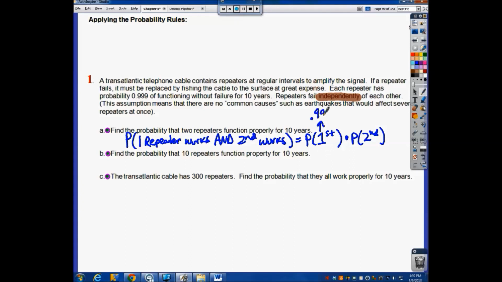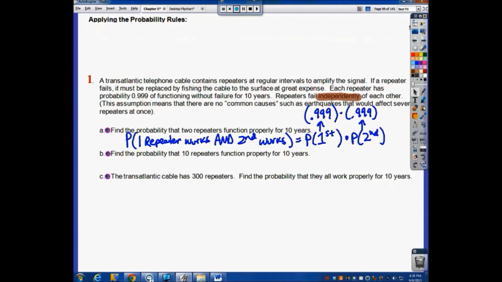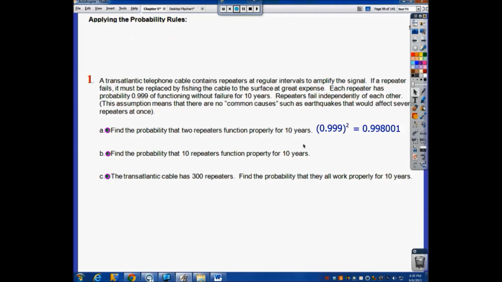Well, 0.999. What's the probability that the second one works? The same thing, 0.999. So all I have to do is multiply those two probabilities, and there's my final answer. So really I'm taking 0.999 squared, which still puts me at a very high probability of 99.8% essentially.